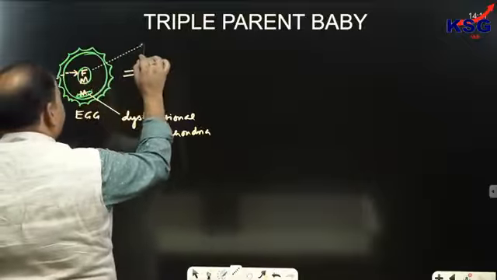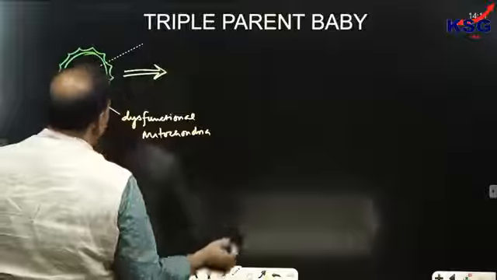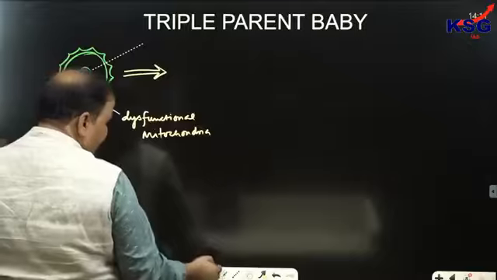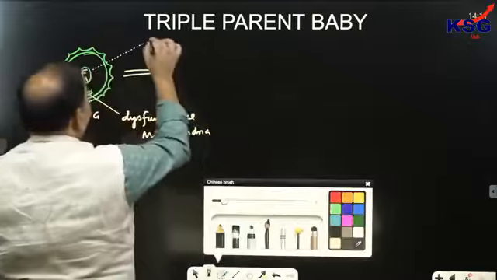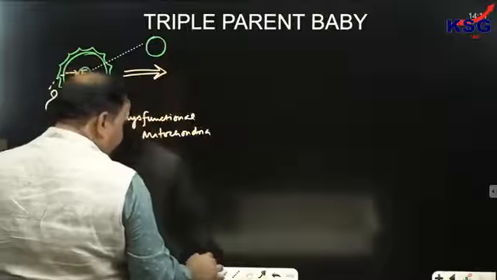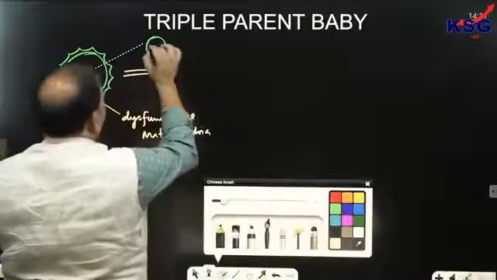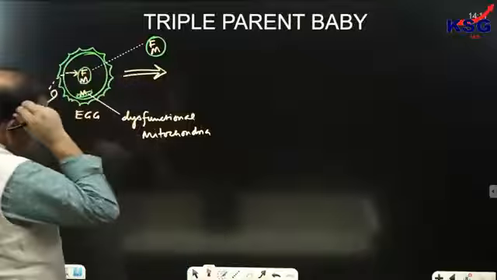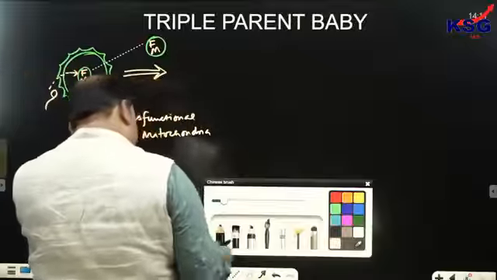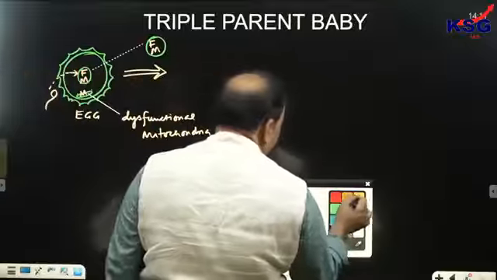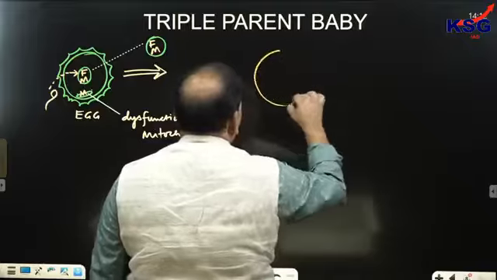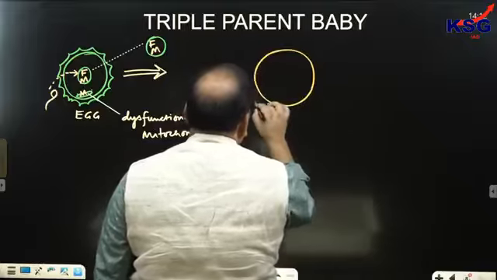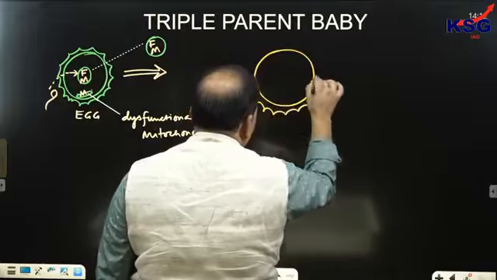We are responsible for removing the nucleus. And this nucleus consists of what? The genetic material of father and mother. Clear? Now we'll select another mom. Another lady, and her egg would be extracted.